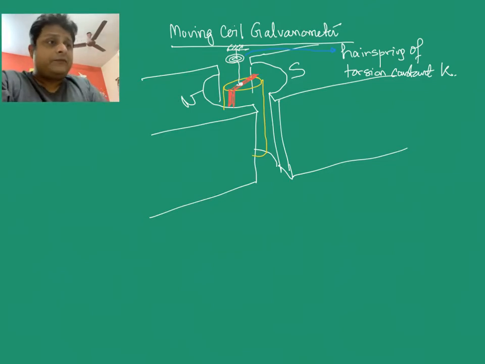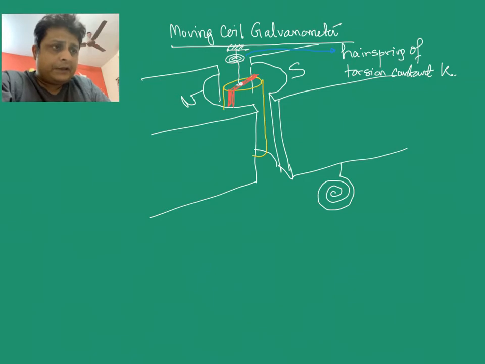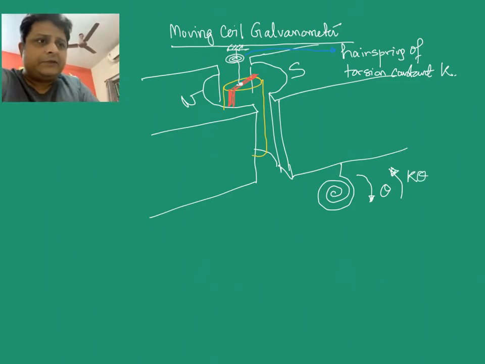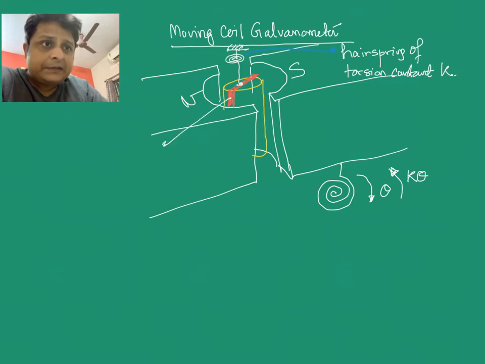That means for this hairspring, I am drawing it below, if it rotates by angle theta, then it will give a resistive torque K theta. So if the hairspring rotates by theta, it will give a resistive torque. Okay. And this red thing is the coil.